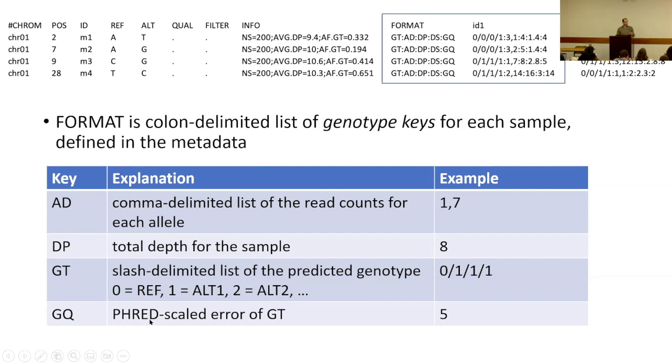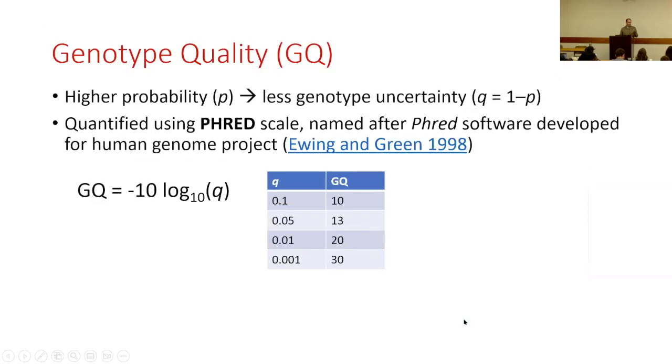That's a Phred scaled measure of the error of the predicted genotype. So in this case, that's a value of 5. Let me say a bit more about what that means. What's Phred scaled error? So every predicted genotype has some probability associated with it. And conversely, there's an uncertainty, which is 1 minus that probability of the prediction. And Phred is essentially a logarithmic scale. So the higher the quality score, the smaller the uncertainty is.